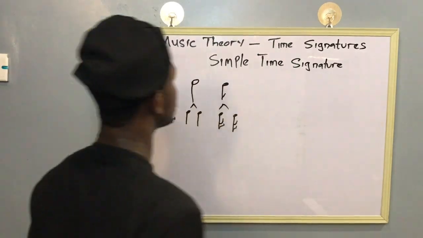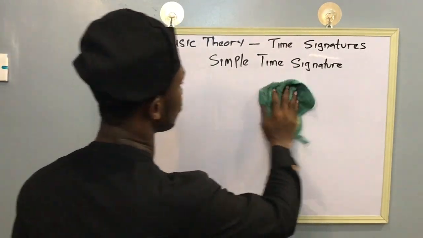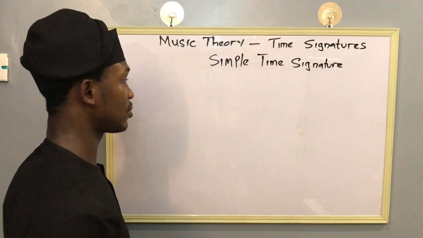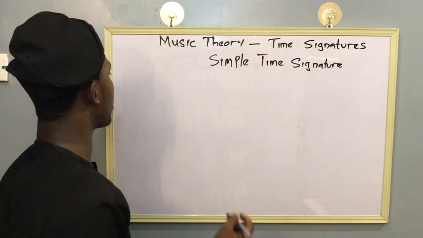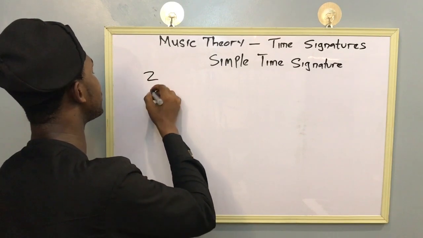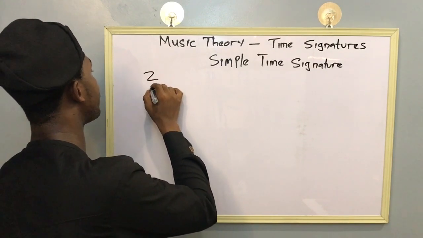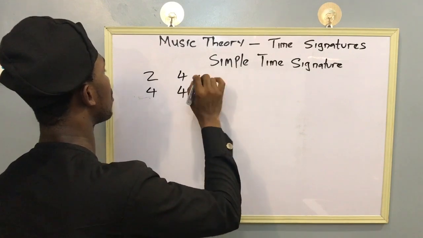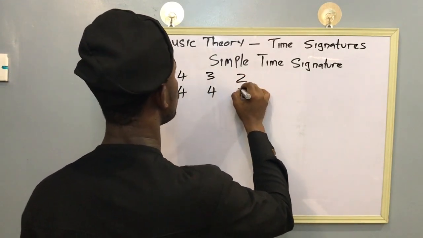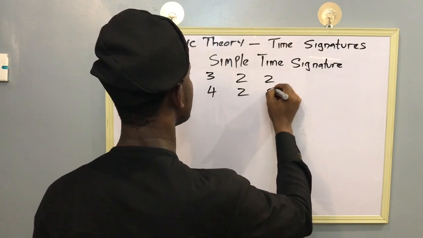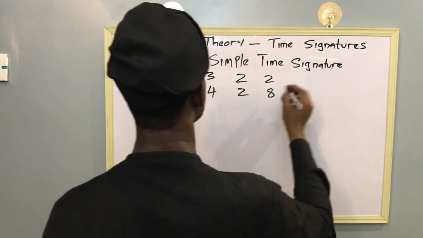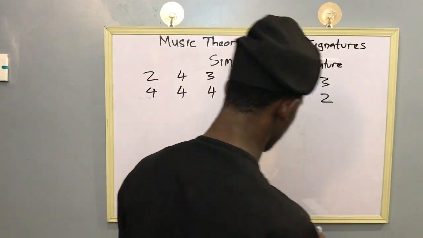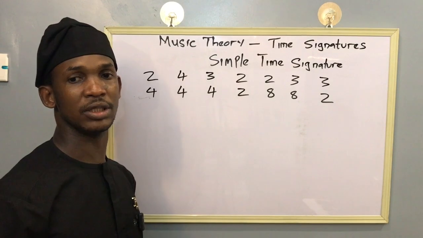We stick with the simple time signature today, and in the next class we can talk about the compound time signature. Also, there are complex time signatures, but let's just start with the simple time signature. Like I said, a time signature is two numbers written over each other, and we must be able to interpret those two numbers. So for example, we have 2 4, we have 4 4, we have 3 4, we have 2 2, we have 2 8, we have 3 8, we have 3 2, and so on.